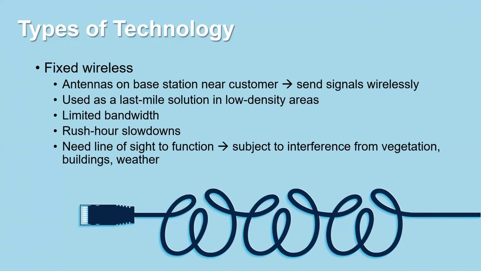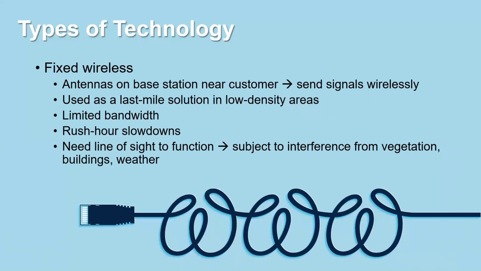So fixed wireless is one type of technology that's often touted as a good solution, particularly in these low density areas. It would be a last mile solution. So what happens is antennas are mounted on some base station that's located near a customer. So it would probably have to be on some sort of tower or a building, a really tall pole, something like that. They put the antenna up there. It beams out a wireless signal, which then is received by the customer. There are some downsides to this technology, and when I list them, you'll probably realize that this is going to work most well in areas of the state that are flat, that don't have a lot of geographic challenges.